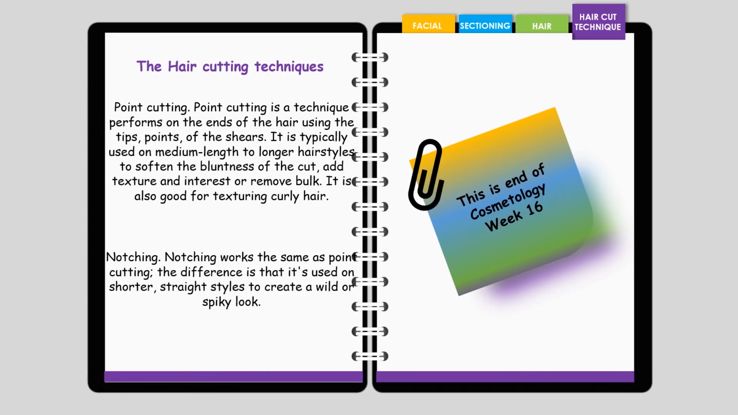Point cutting. Point cutting is a technique performed on the ends of the hair using the tips, or points, of the shears. It is typically used on medium length to longer hairstyles to soften the bluntness of the cut, add texture and interest, and remove bulk. It is also good for texturing curly hair.